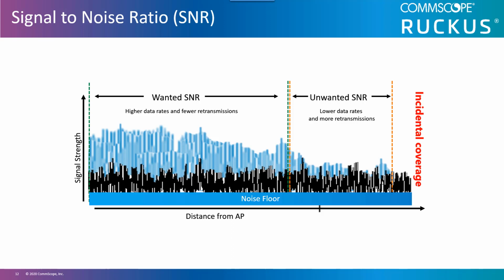Based on the SNR, the client and AP will negotiate a data rate with which to communicate. The higher the SNR, the better, because higher data rates can be used, increasing throughput. For good performance, the signal-to-noise ratio should be greater than 20 dB. And for optimal performance, it should be greater than 25 dB.